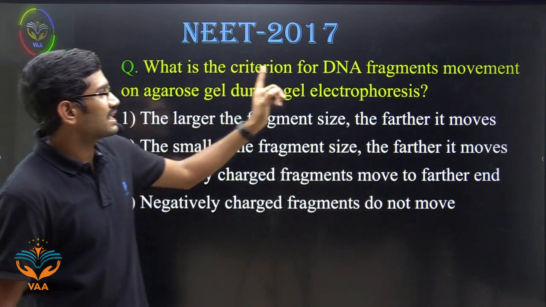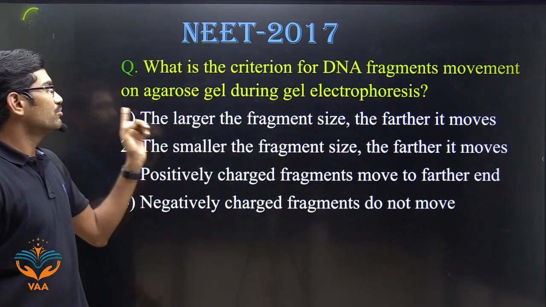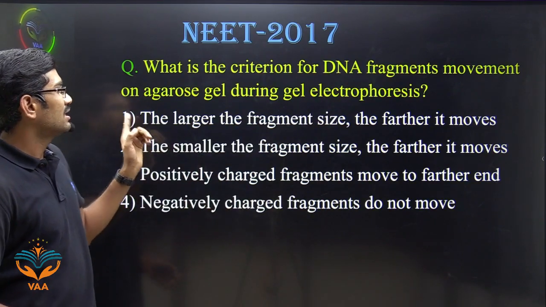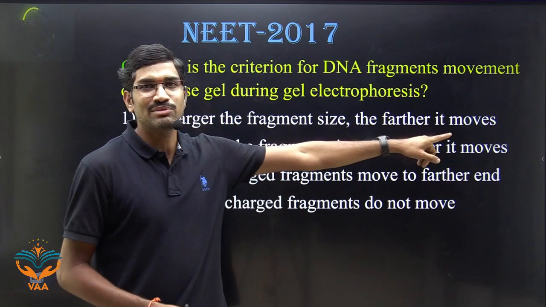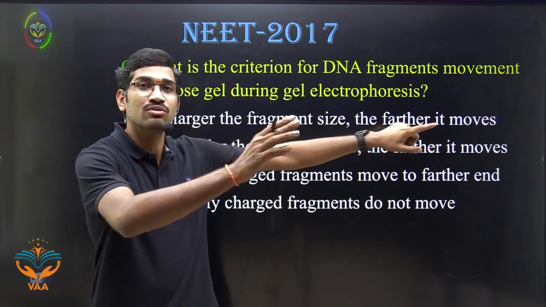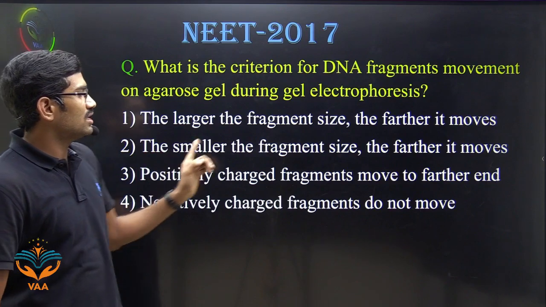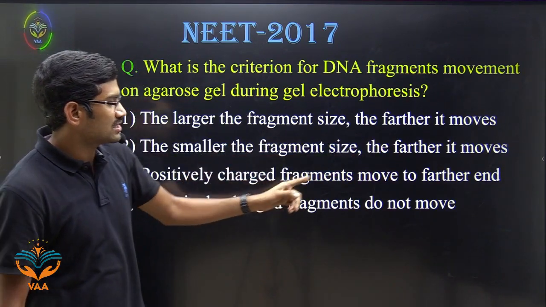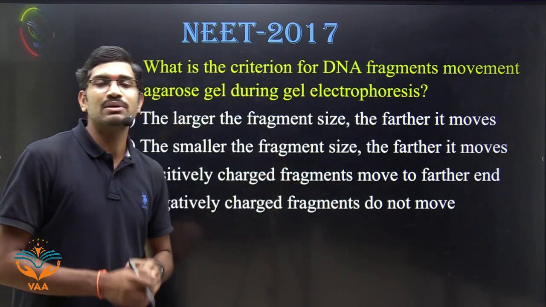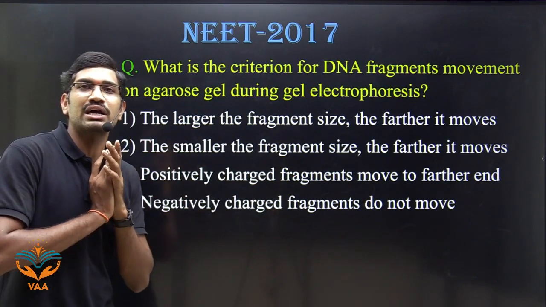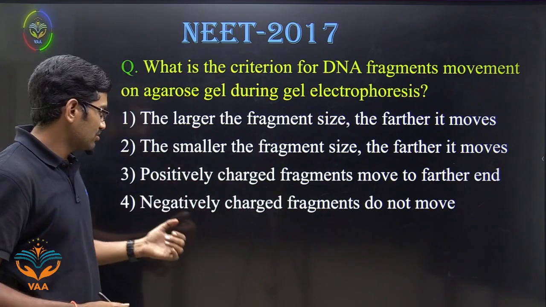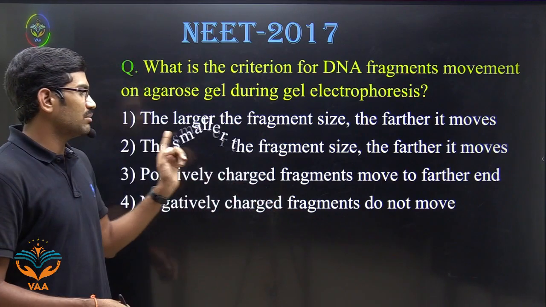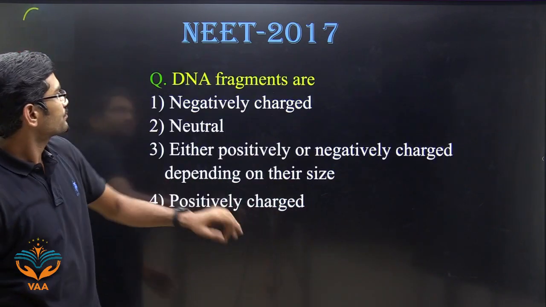Next one. What is the criteria for DNA fragments movement on agarose gel during gel electrophoresis? Now let us go through the statements. The larger the fragment size, the farther it moves. It is wrong. Smaller molecules will move longer distances. Okay, next one. The smaller the fragment size, the farther it moves. Yes, this is the correct one. Next one. Positively charged fragments move to the farther end. Please remember, they are talking about the DNA, so they don't have positive charge. They always have negative charge only. Next, negatively charged fragments do not move. This is wrong. Okay, so the correct statement is option 2. Okay, next one.